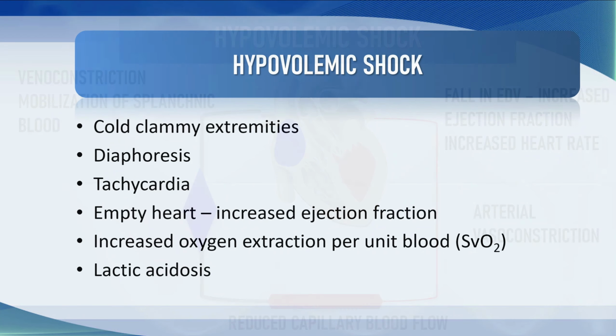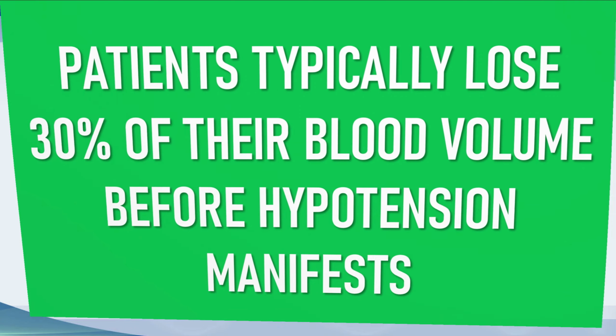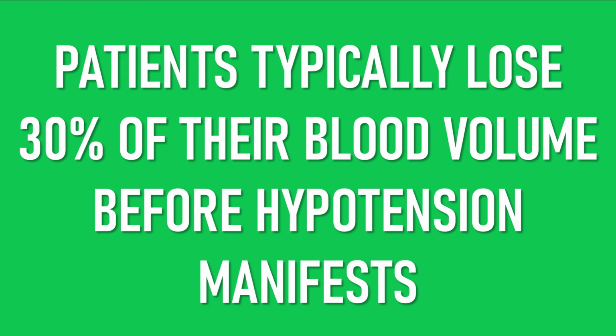Typically the patient is in a hyperadrenergic state with cold clammy extremities, diaphoresis, often the patient is sweating with dilated pupils but tachycardic, the heart is typically empty with an increased ejection fraction, and there is increased oxygen extraction per unit blood, that's the mixed venous oxygen saturation. The patient typically has lactic acidosis. Now, the lactic acidosis may or may not quantify the degree of oxygen debt. Often there is good oxygen delivery to the tissues, but there is high lactate due to the amount of circulating epinephrine or adrenaline.